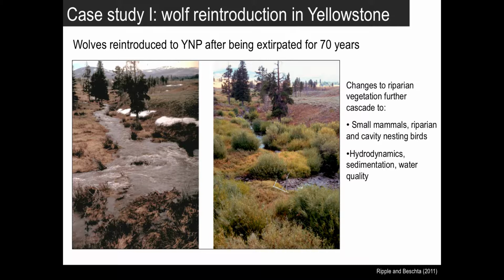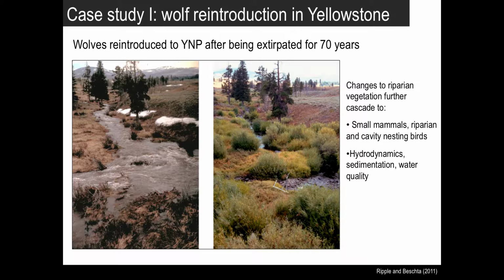Now extirpation, what this means is that if a species was previously extant or previously existed in a certain region and then it no longer exists in that region, that species is considered extirpated, but not necessarily extinct globally. So during those 70 years where the wolves had been extirpated from Yellowstone National Park, significant changes to riparian vegetation had occurred. Once the wolves were reintroduced, then again, significant changes were seen in the riparian vegetation.